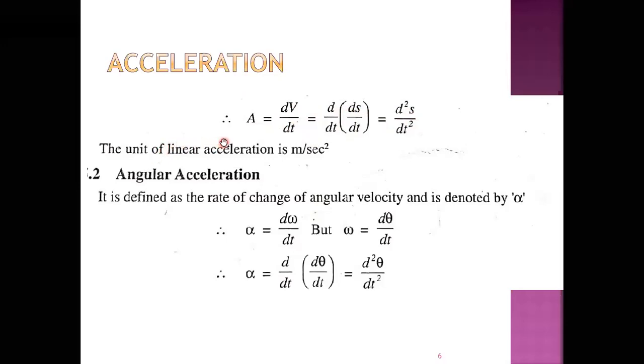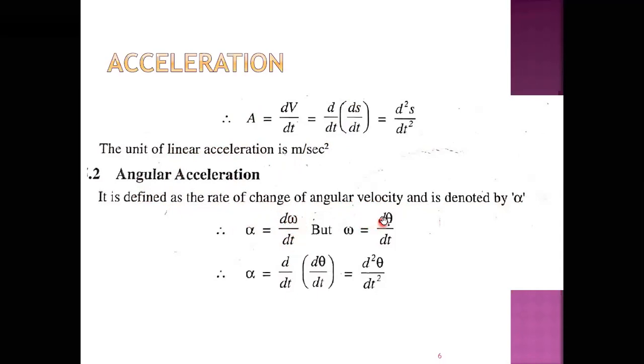The unit of linear acceleration is meter per second square. In acceleration there are two types: linear acceleration and angular acceleration. For linear acceleration we consider linear velocity, and for angular acceleration, angular velocity. According to the definition, angular acceleration is the rate of change of angular velocity with respect to time. It is denoted by alpha, and linear acceleration by capital A. Therefore alpha is equal to d omega by dt.